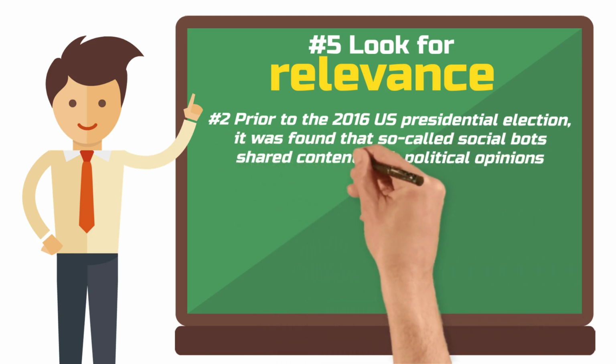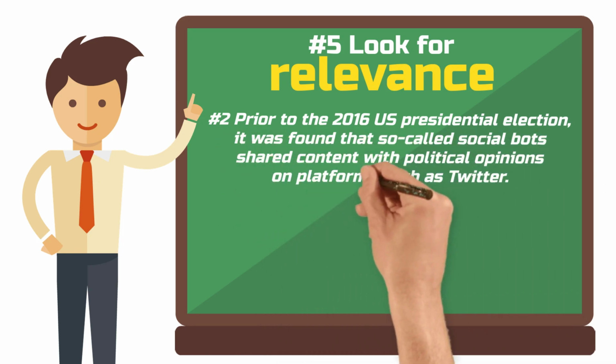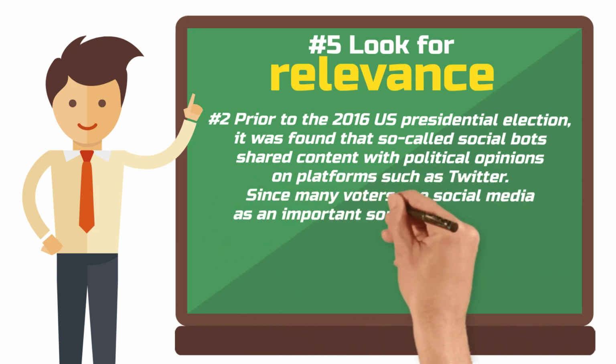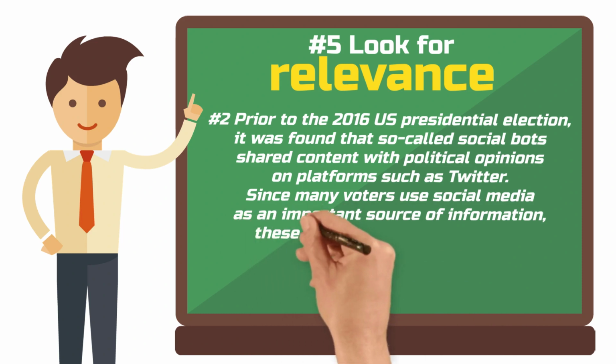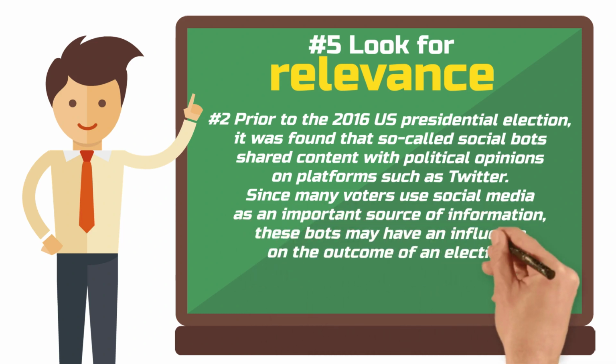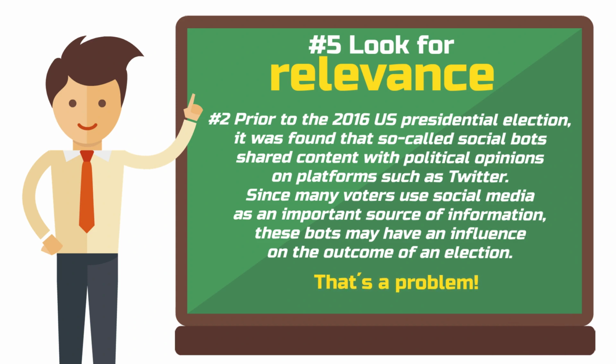Second, prior to the 2016 US presidential election, it was found that so-called social bots shared content with political opinions on social media platforms such as Twitter. Since many voters use social media as an important source of information, these bots may have an influence on the outcome of an election. That's a problem.